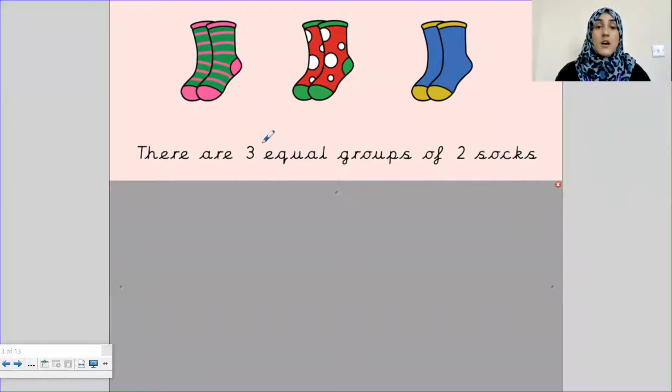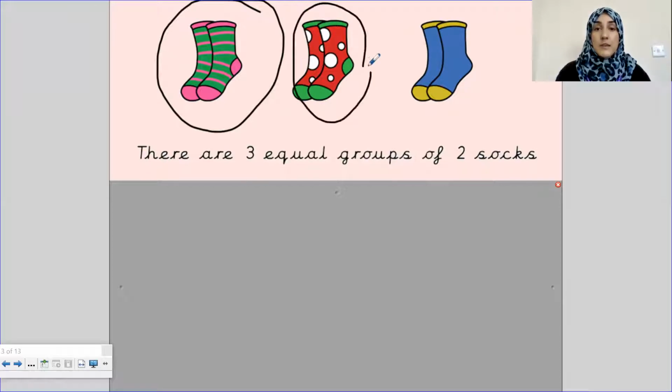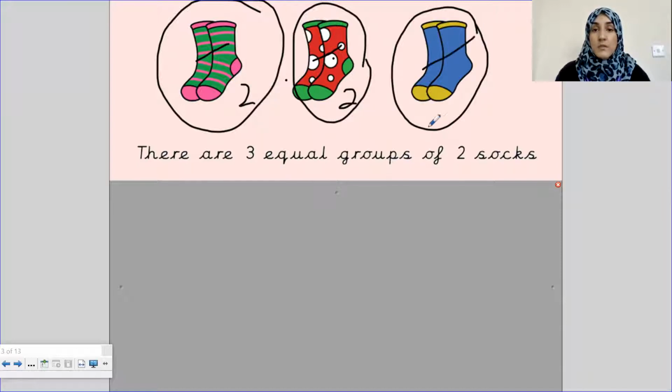There are 3 equal groups of 2 socks. Let's check if that's right. I've got 1 group here, another group here, and 1 group here. Let's count. Have I got 2 socks in each group? 1, 2. Yes, there's 2 there. 1, 2. There's 2 in this group, and I've got 2 over here. So I have 3 equal groups of 2 socks.